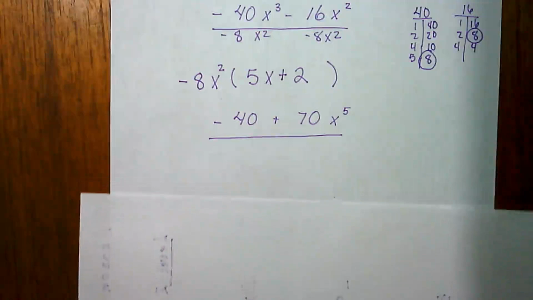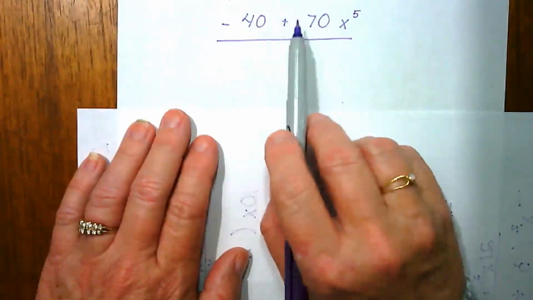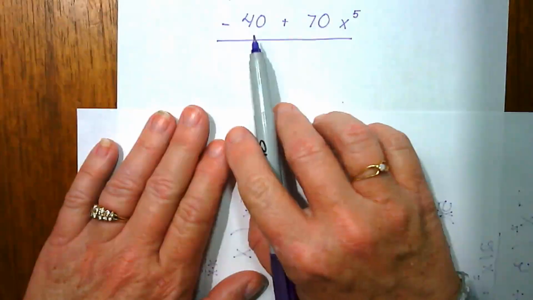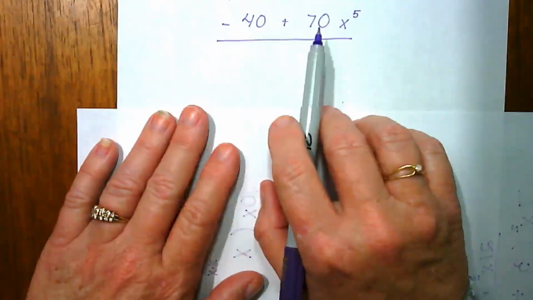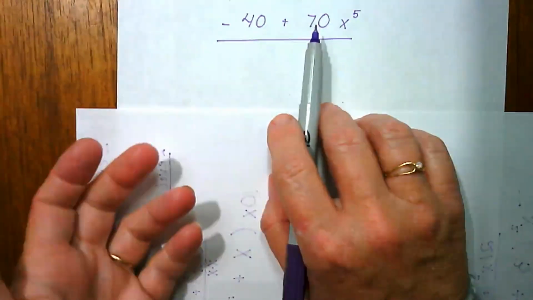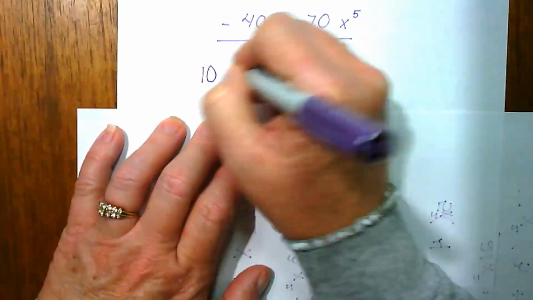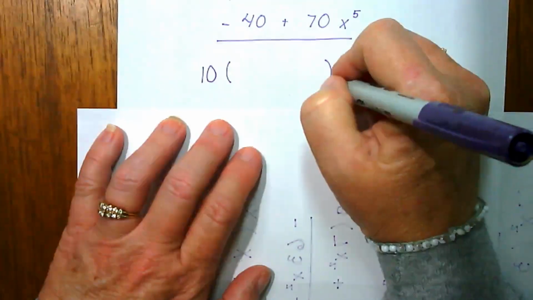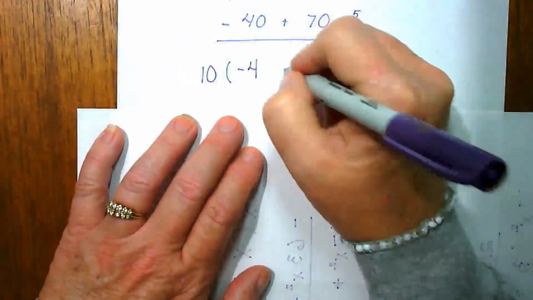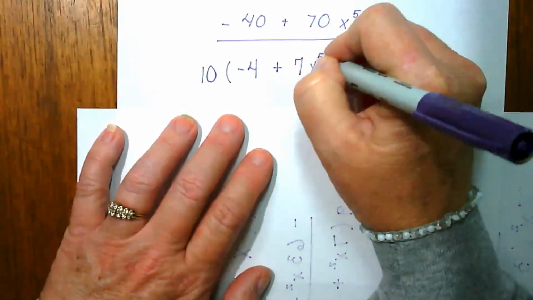Okay, I have 2 more examples for us. All right. A negative and a positive, so I'm not going to take out a negative. 40 and 70 both end in a 0, so I know they both have 10. And 40 is not a factor of 70, so I'm going to go with 10. I'm taking out the number 10, but not a variable. So I'm basically dividing by 10. 40 divided by 10 is 4, plus 7, and nothing happened to the variable.